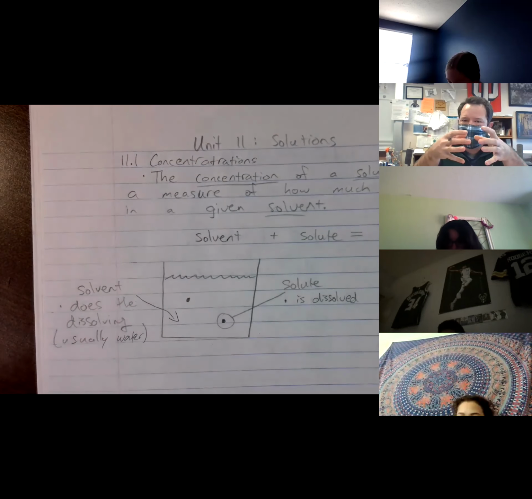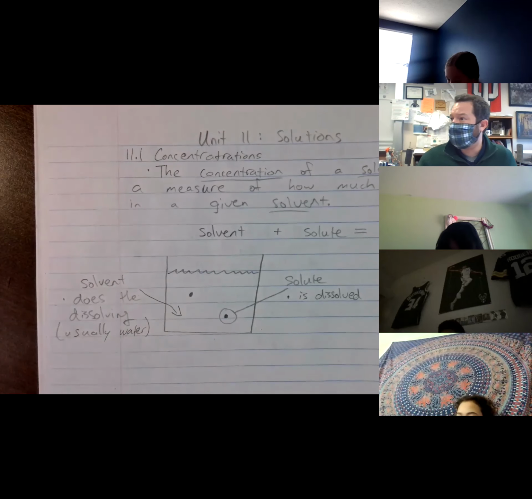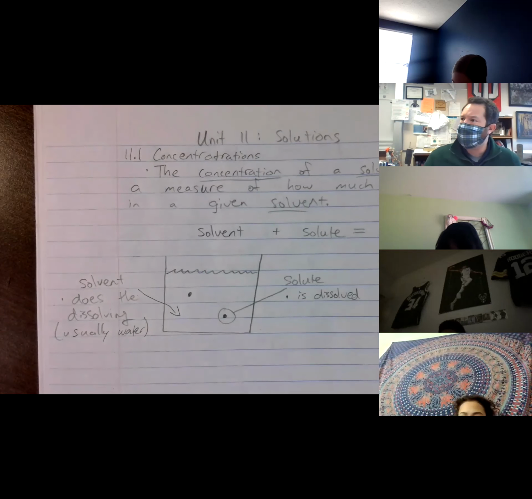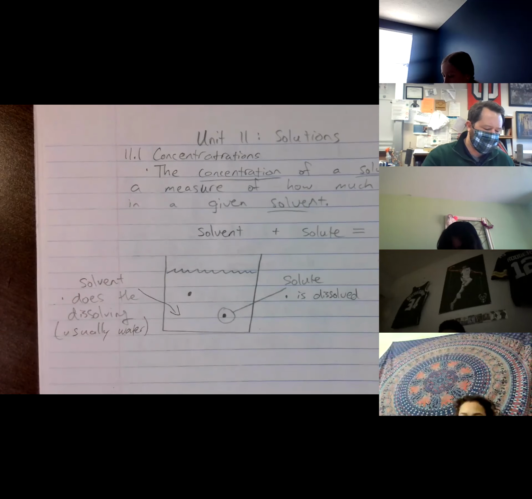So if I had a big gigantic beaker full of salt and I dropped a droplet of water in there, then technically your solvent would be the salt and your water would be getting dissolved. So that's kind of weird. We don't really have that situation very often. So usually your water is your solvent and your salt is your solute.